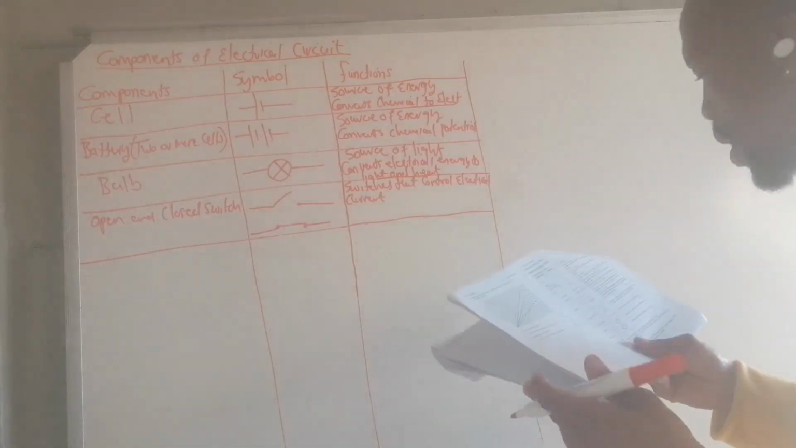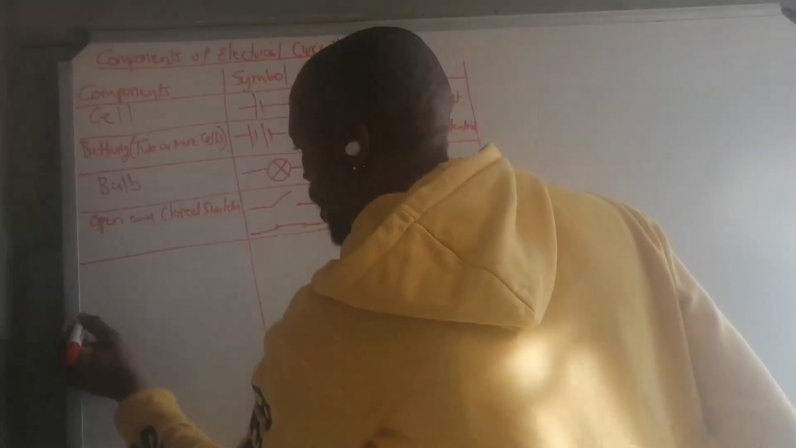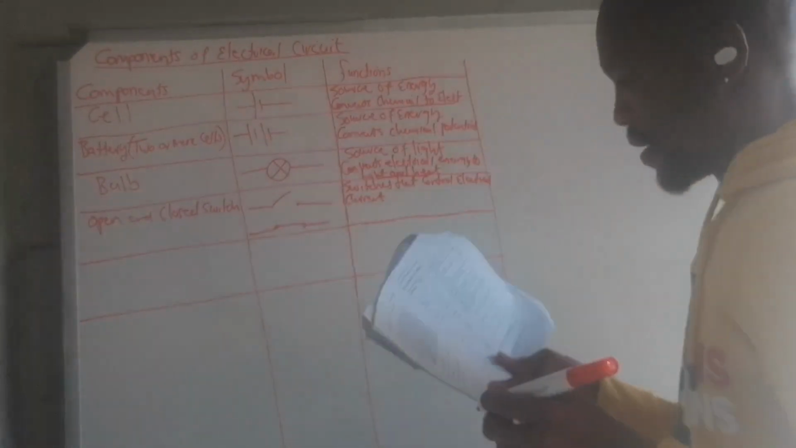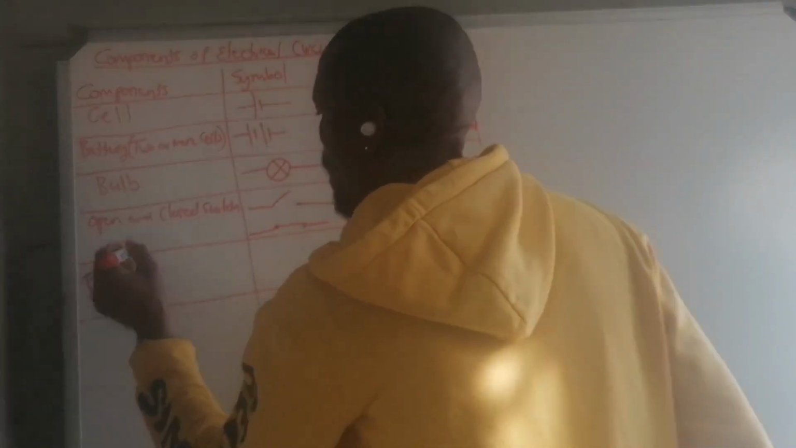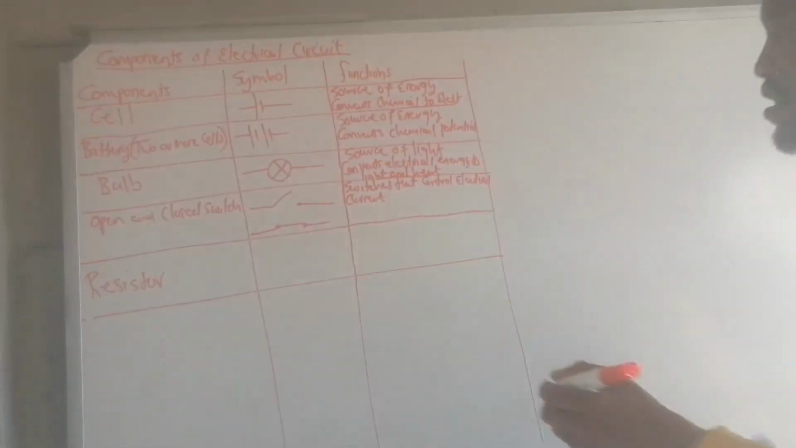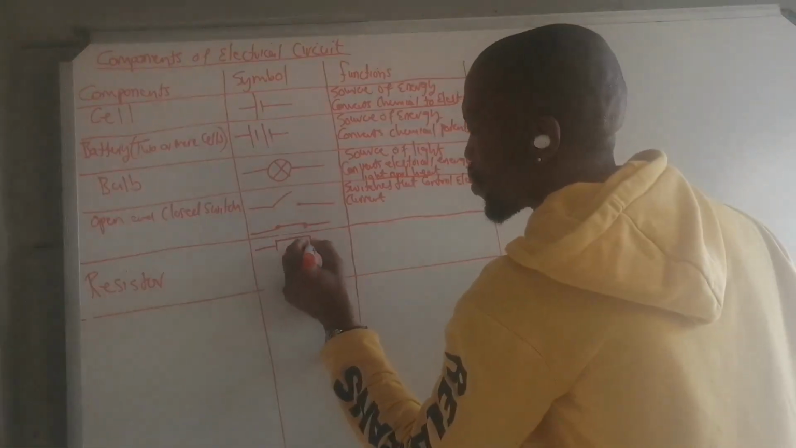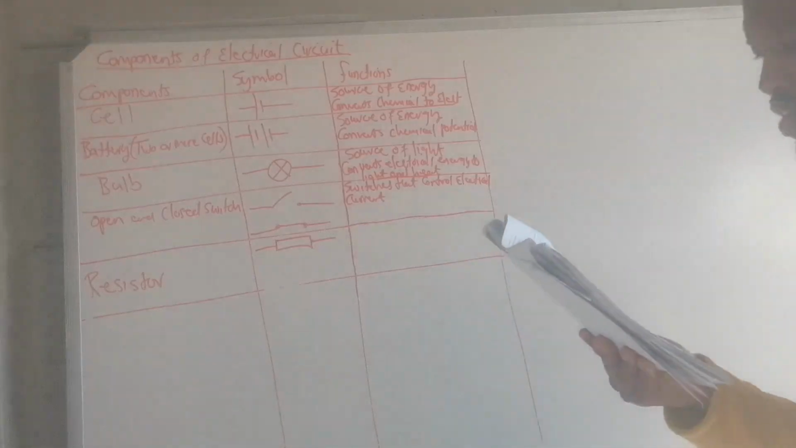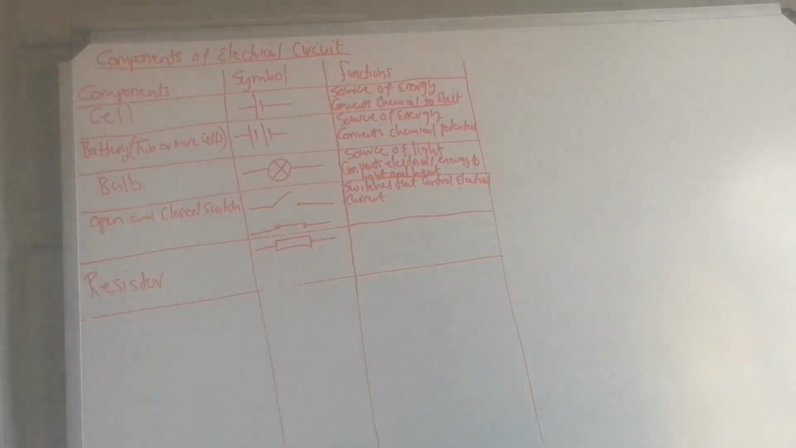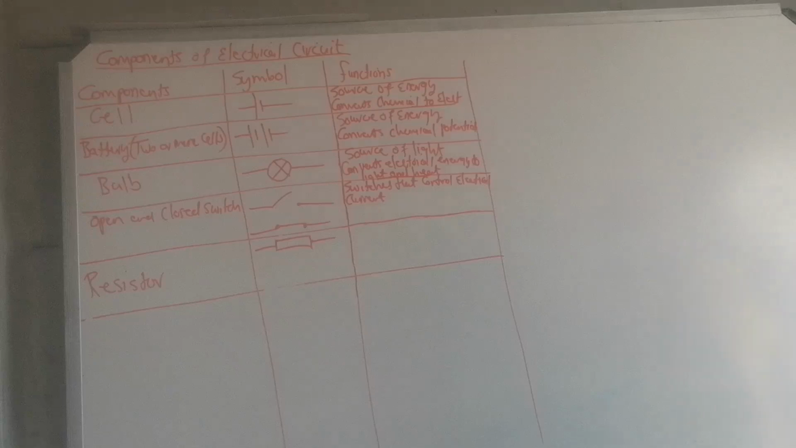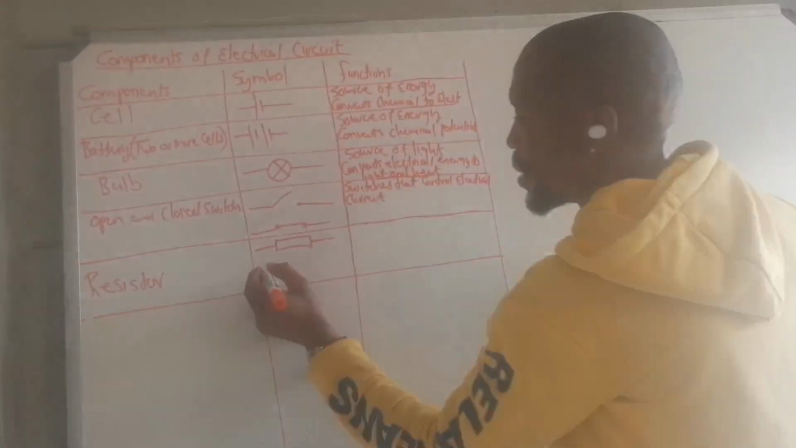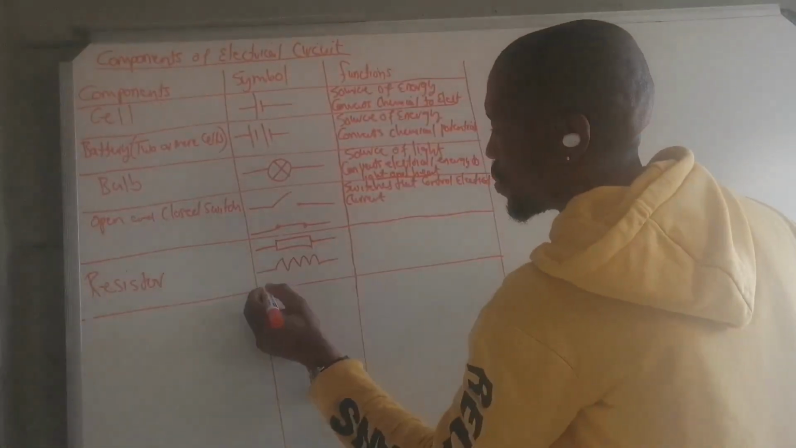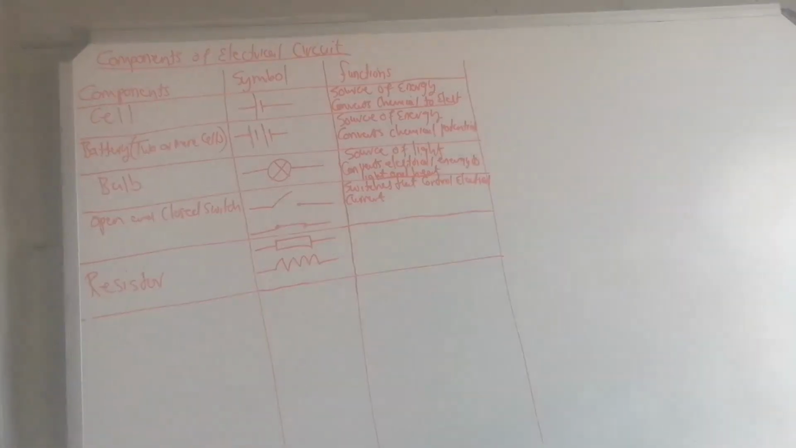Many of these things we have already spoken about. Right, and then we have a resistor. We said this is the symbol. Many times I've been drawing this as the symbol of a resistor. Do not forget, you will be writing your electrical circuit test tomorrow. This is the symbol, resistor.